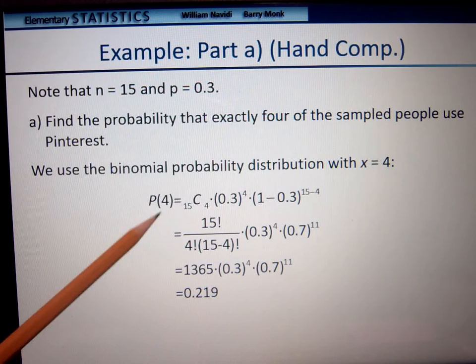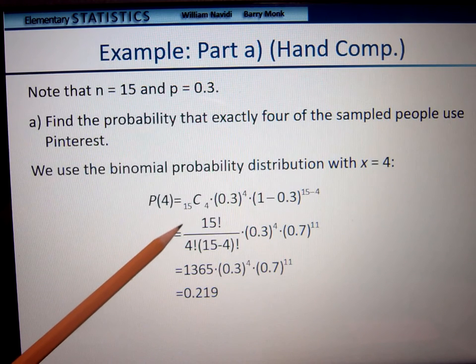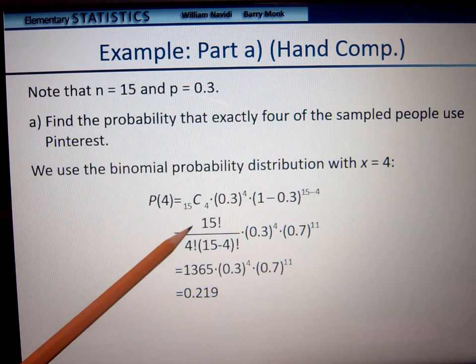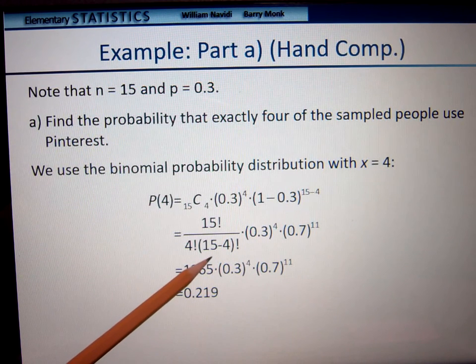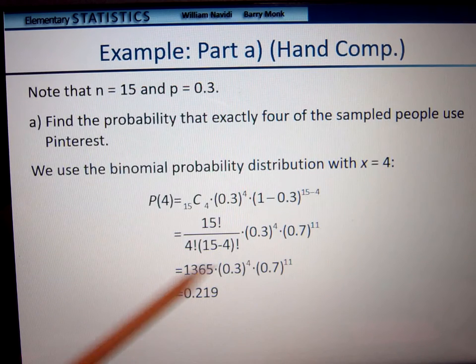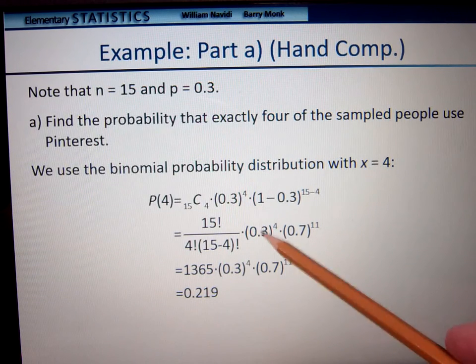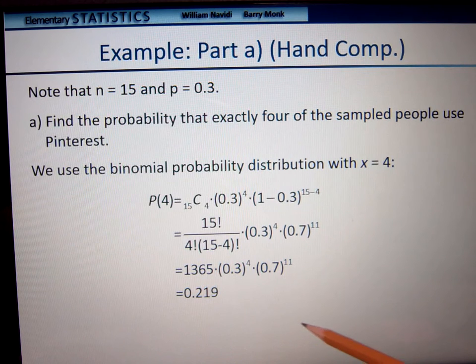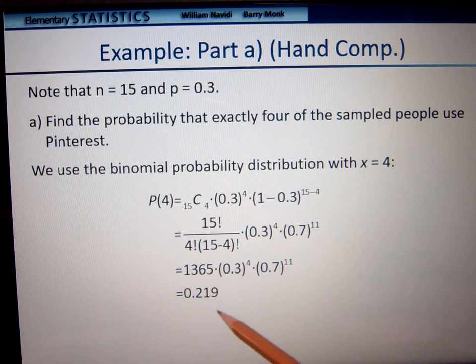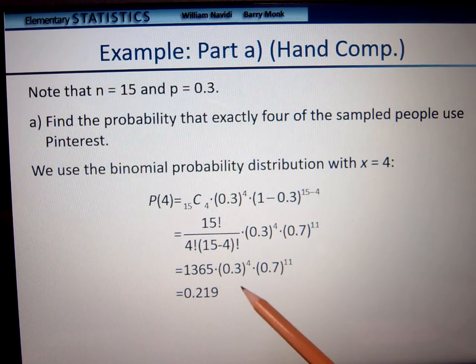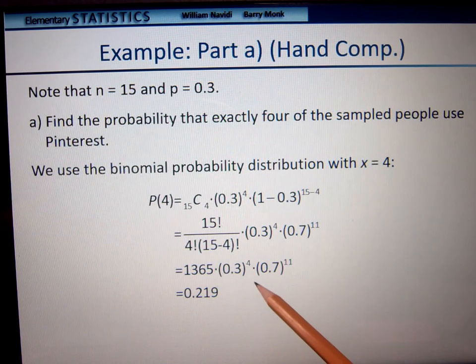Here's the combination formula from last chapter. So we have 15 factorial over 4 factorial times 15 minus 4 factorial. This stays the same, and we just simplified this. All right, so now we have this here, and you are definitely going to want to use a calculator for this. So you have 1,365 times 0.3 to the 4th times 0.7 to the 11th power, and we get 0.219.